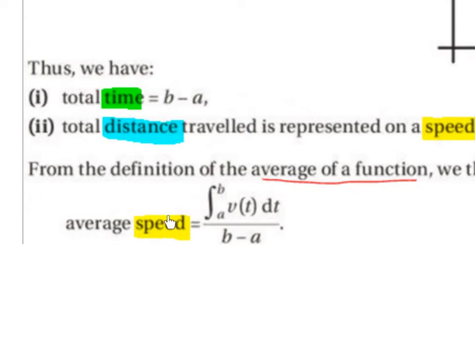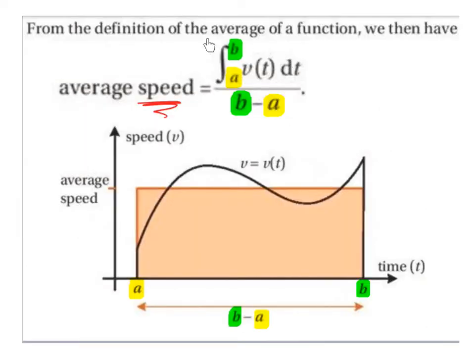average speed equals the integral of v of t dt between the limits b and a divided by b minus a. So here again we have our formula for average speed, where the b is this point here on the time axis. The a is this point here on the time axis. So the distance between them is b minus a. And our limits, again, are b and a. And notice that it is with respect to t. So dt means with respect to t.